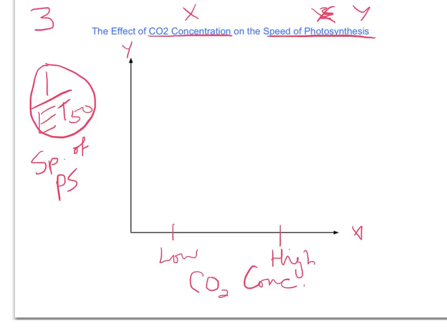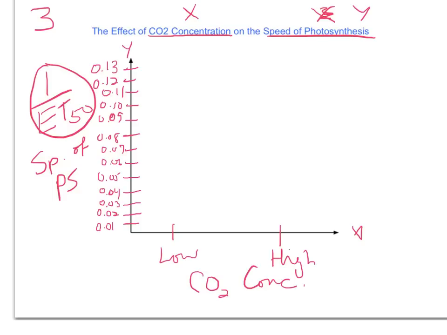We will put the top of our y-axis as a value of 0.13. And we'll treat this going down as almost going by ones. So we'll go 0.12, 0.11, 0.1, 0.09, 0.08, 0.07, 0.06, 0.05, 0.04, 0.03, 0.02, and 0.01. All right, and I'll label these in a second. There, I've labeled them. So now we can graph our 1 over ET50 values.